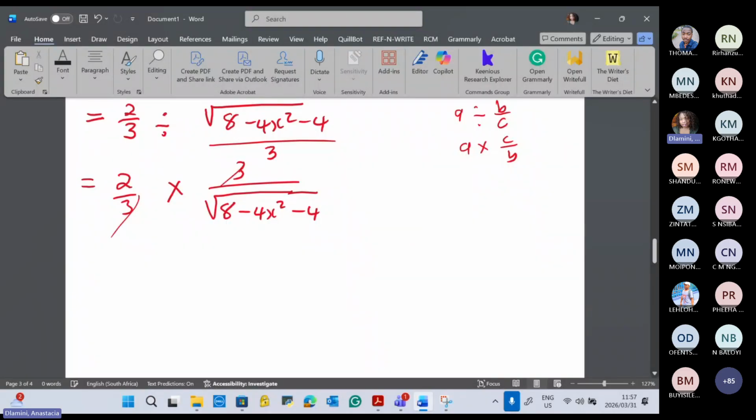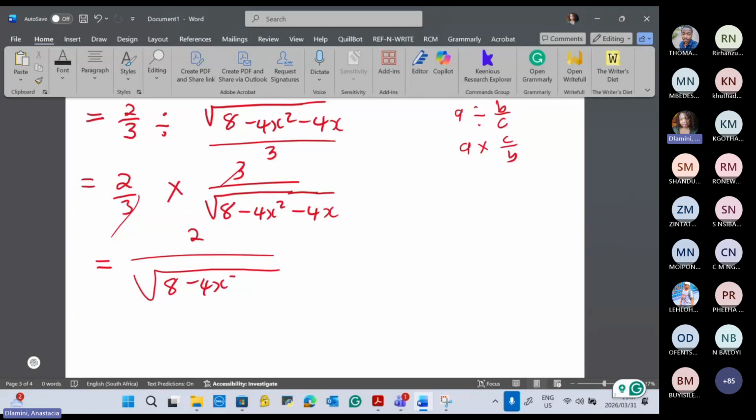Does it make sense? Sorry, ma'am, is it not 4x there at the top? You forgot the x on the 4, ma'am. Okay, thank you. So does that make sense now? So then there's something else here. Look at this: 2 over the square root of 8 minus 4x squared minus 4x.